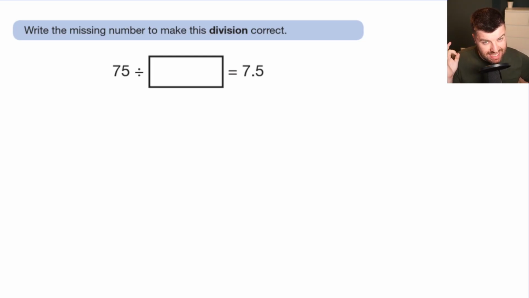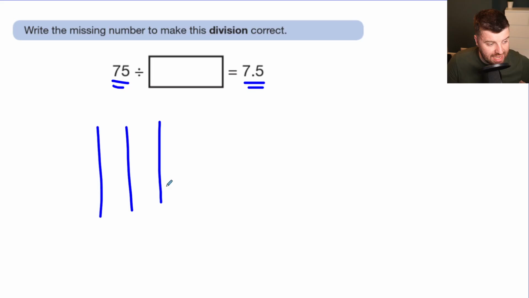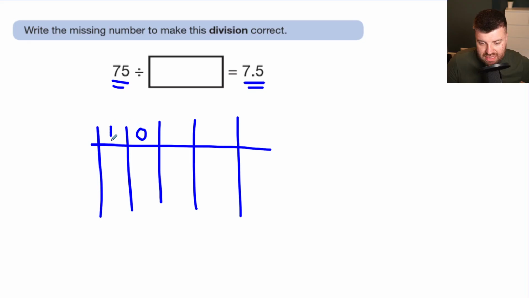Next one, I put this in here because it is kind of place value, but it's also to do with decimals. So write the missing number to make this division correct. What do we need to do to 75 to end up at 7.5? And as soon as you see division, with the digits staying the same, you must think of your place value grid. So if we just very quickly sketch this out, you're probably at the point where you can imagine this in your head. Tens, ones, this would be tenths, and this would be hundredths. So very quickly, put the decimals in here. Remember, decimals don't move. We started with 75, 7 tens, 5 ones. We ended up at 7.5.